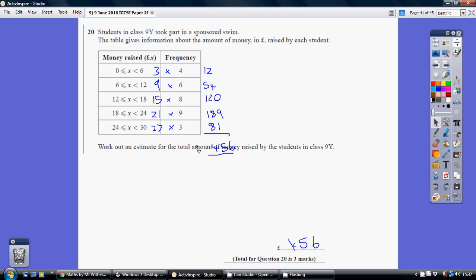Quite often they'll ask us for an estimate of the mean, in which case you'd have had to take your 456 and divide it by the number of students, which you would have got by adding up the frequency column. But that wasn't required on this question. We simply had to work out an estimate for the total amount of money raised, £456.